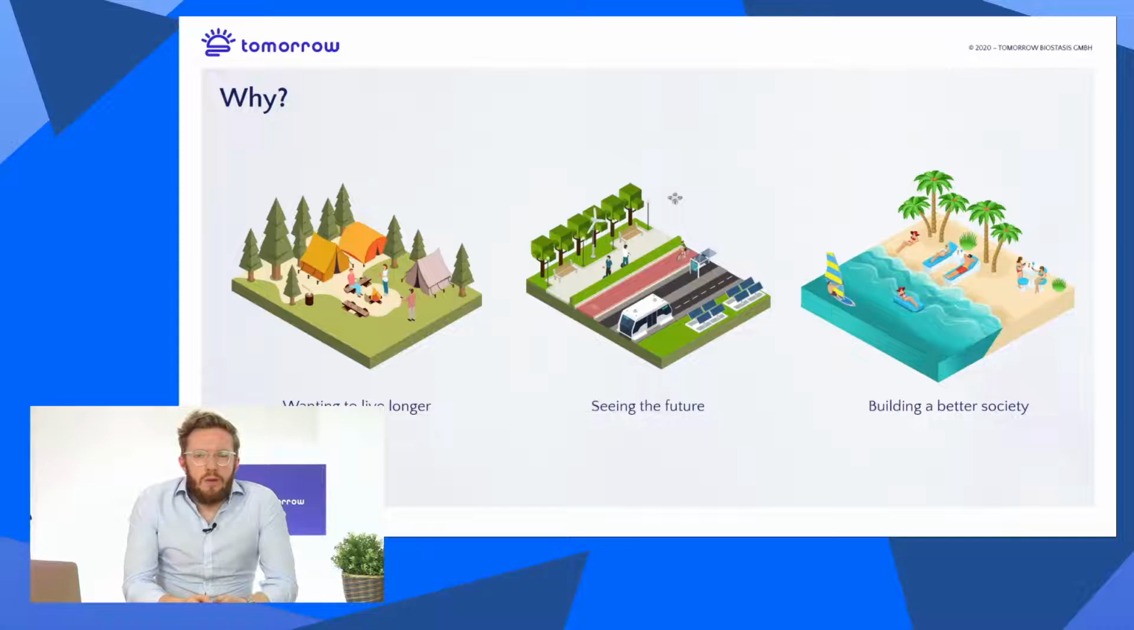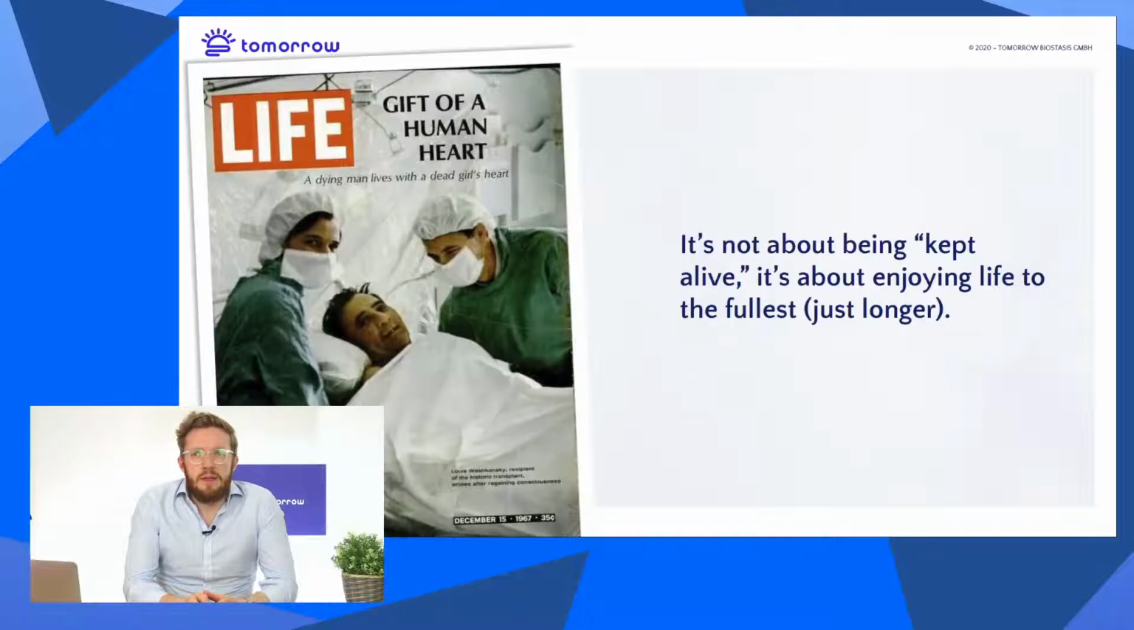But going on to the next slide. One second. Next slide coming up in a second.